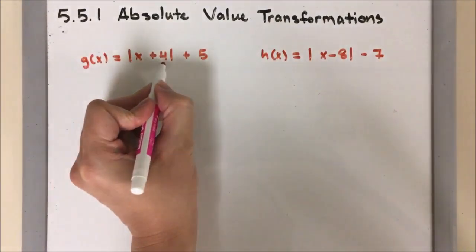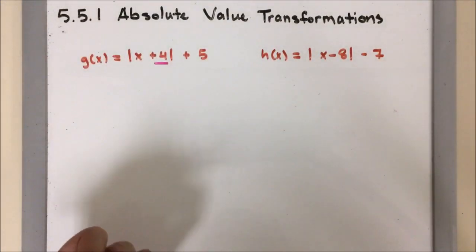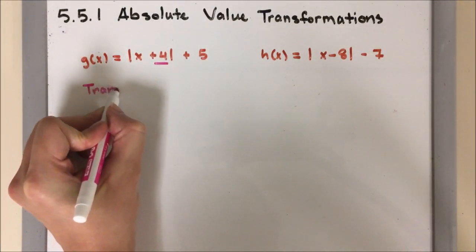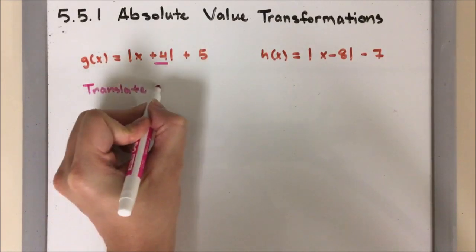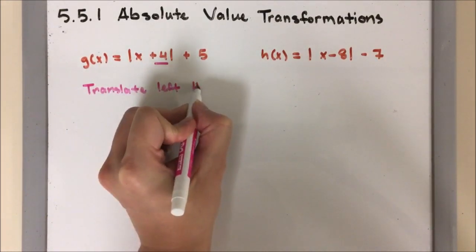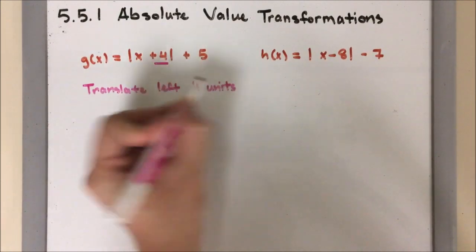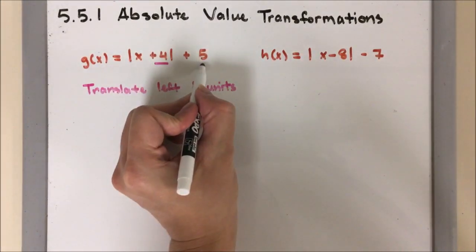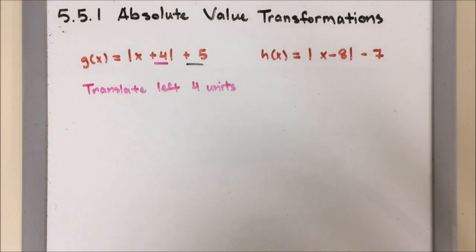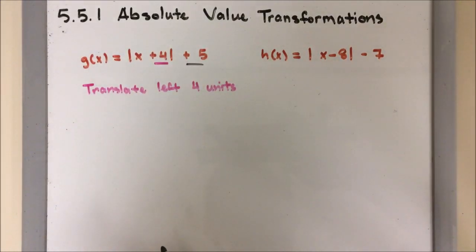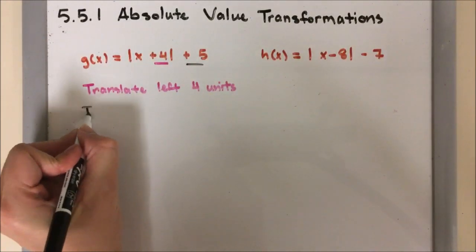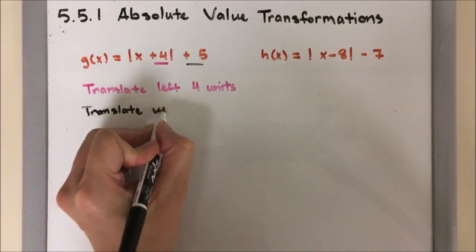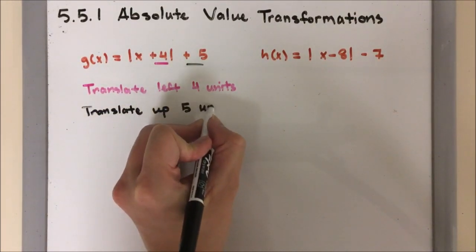So let's look at the number that's inside the absolute value. Since it's plus 4 inside the absolute value, it translates left 4 units. And then let's look at the number that's behind the absolute value. Since it's plus 5 behind the absolute value, it translates up 5 units.